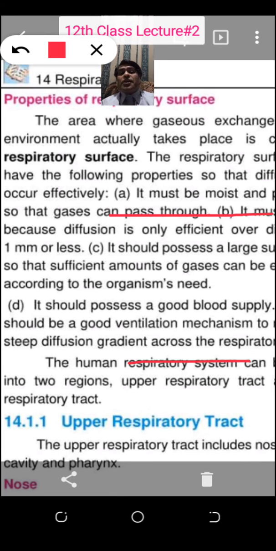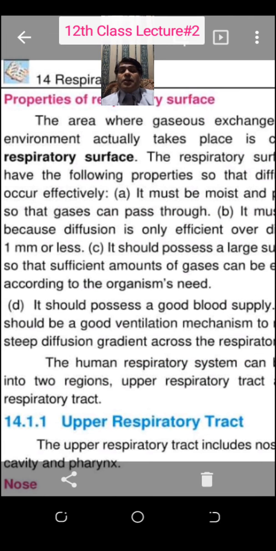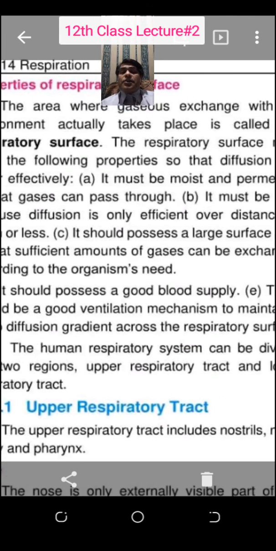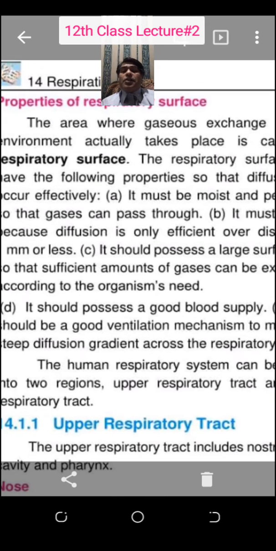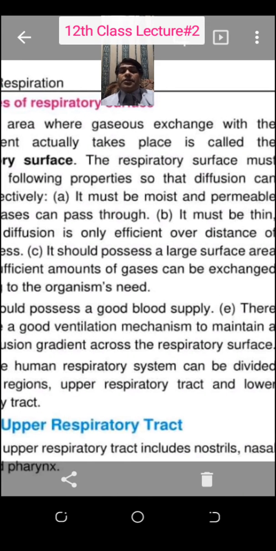So we'll go back to the second quality. Second quality: large surface area. How is the large surface area there? Alveoli cells should have a large surface area. Lungs should have a large surface area, and that is very easy. The number of alveoli cells is more in the lungs, so they have more surface area. If cells are larger, surface area is less.